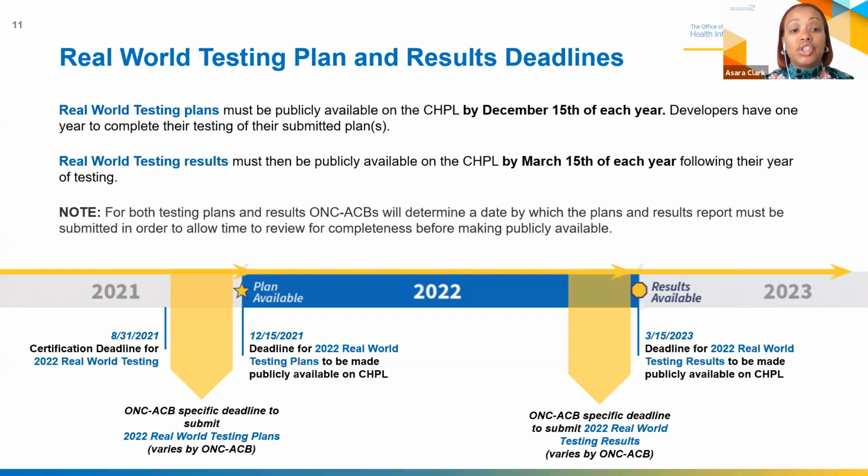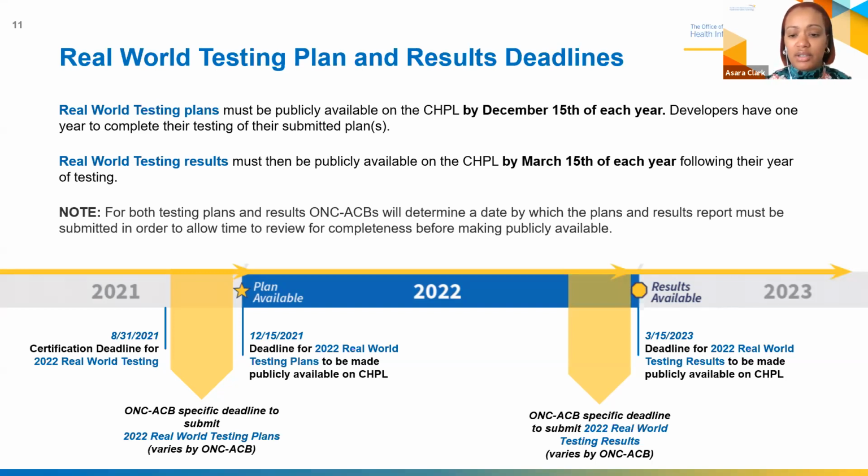And then the real world testing results must be submitted to your ONC ACB in order to be made publicly available on Chapel no later than March 15th of each year. And again, I went through how those roll out for the applicable calendar years of real world testing. For both testing plans and results, ONC ACBs will determine the date by which the plans and results must be submitted, because they have a responsibility of making sure that they've been made publicly available on Chapel.